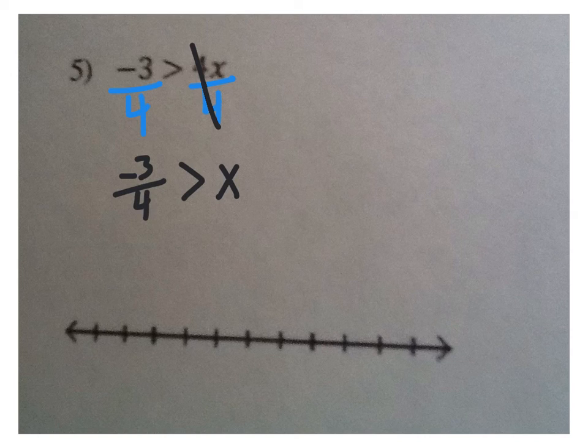Now I want to mirror this. Okay, so if I have x on the left and negative 3/4 on the right, I need to figure out which way to open up that sign. So x is less than negative 3/4.